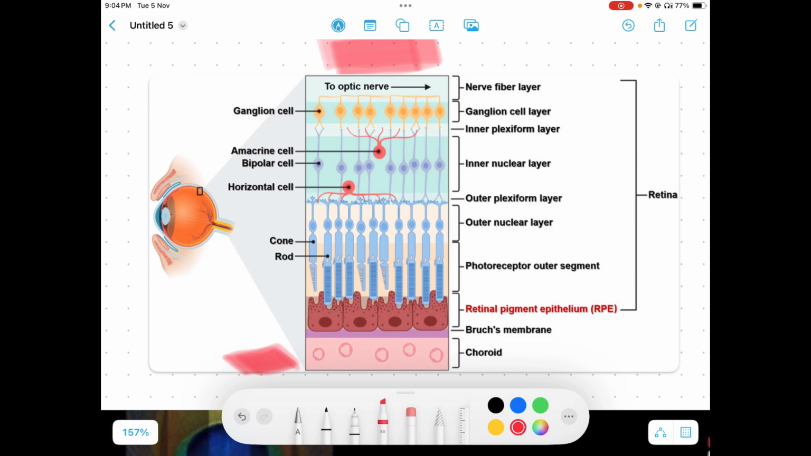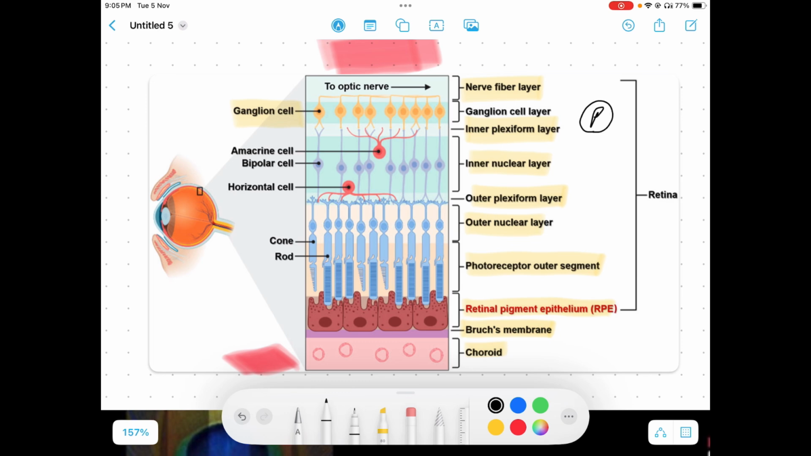So the first layer is the nerve fiber layer, which is made of the axons of the ganglion cells. After the ganglion cell layer comes the inner plexiform and then the inner nuclear layers, the outer plexiform and then the outer nuclear layers, and then photoreceptor outer segments, retinal pigment epithelium, the Bruch's membrane, and the choroid.